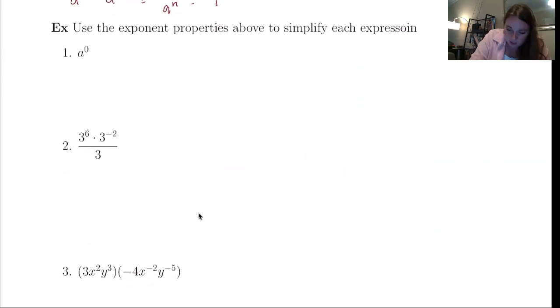This one we've kind of already done. We would say, oh, this is a to the n minus n. So use exponent properties to simplify each expression. Just to clarify, an expression is just like this. There's no equal sign. That's an equation. So it's an expression. It's kind of like the middle of a sentence.